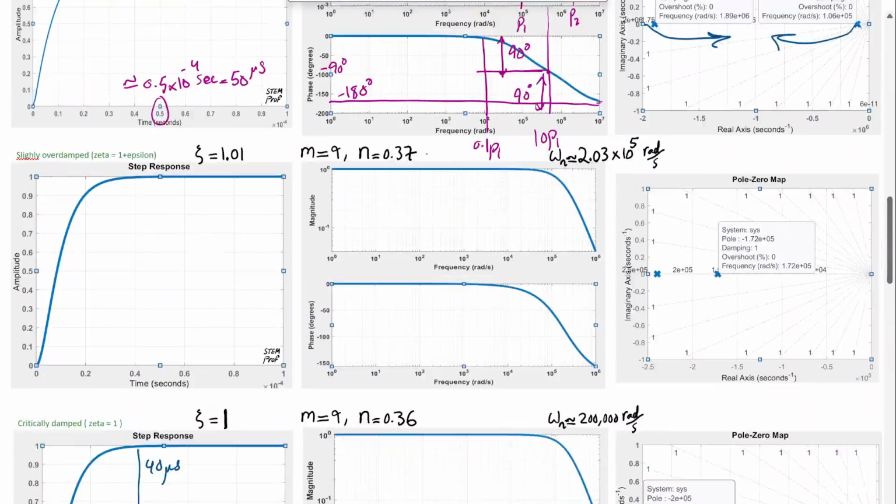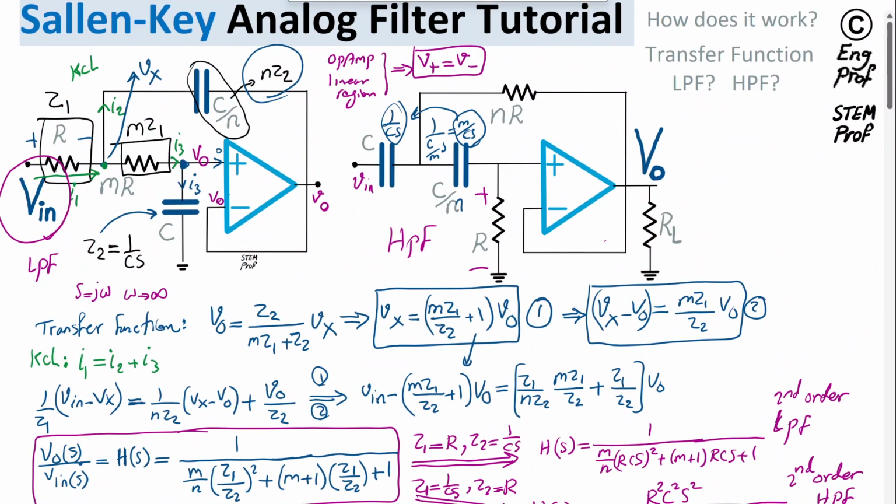I hope this example is helpful as a tutorial walkthrough of the Sallen Key analog filter design and how we can realize a low pass filter and a high pass filter using Sallen Key topology.